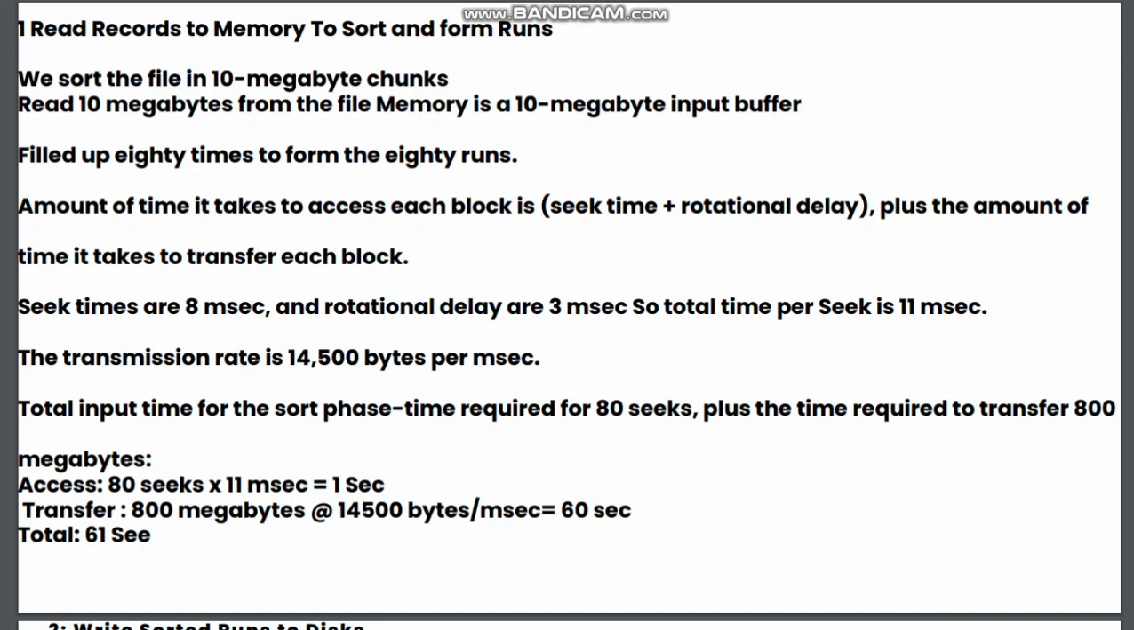The transmission rate is 14,500 bytes per millisecond. Total input time for the sort phase is the time required for 80 seeks plus the time required to transfer 800 megabytes. 80 seeks times 11 milliseconds is equal to 1 second, and we obtain the transfer time by dividing 800 megabytes by 14,500 bytes per millisecond, which is equal to 60 seconds, which totals up to 61 seconds.